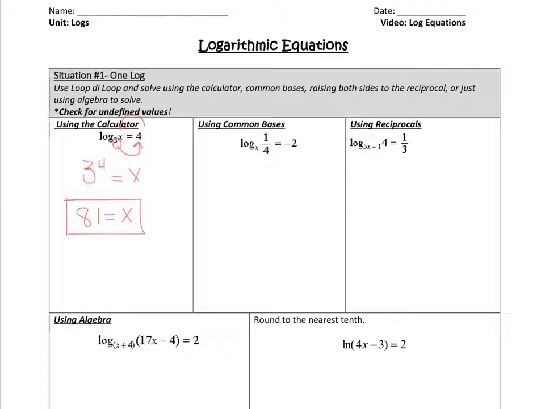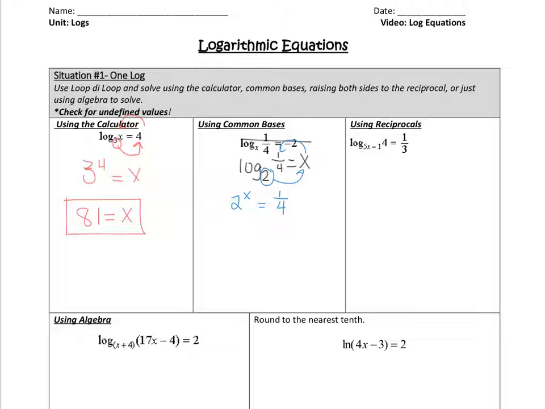Okay, let's look at one that would require common bases. But before we can do that, there's a typo. So this actually needs to be log base 2 of 1/4 equals x. We're going to do the same thing. Use the loop-de-loop to rewrite it as an exponential. So 2 to the x power equals 1/4.